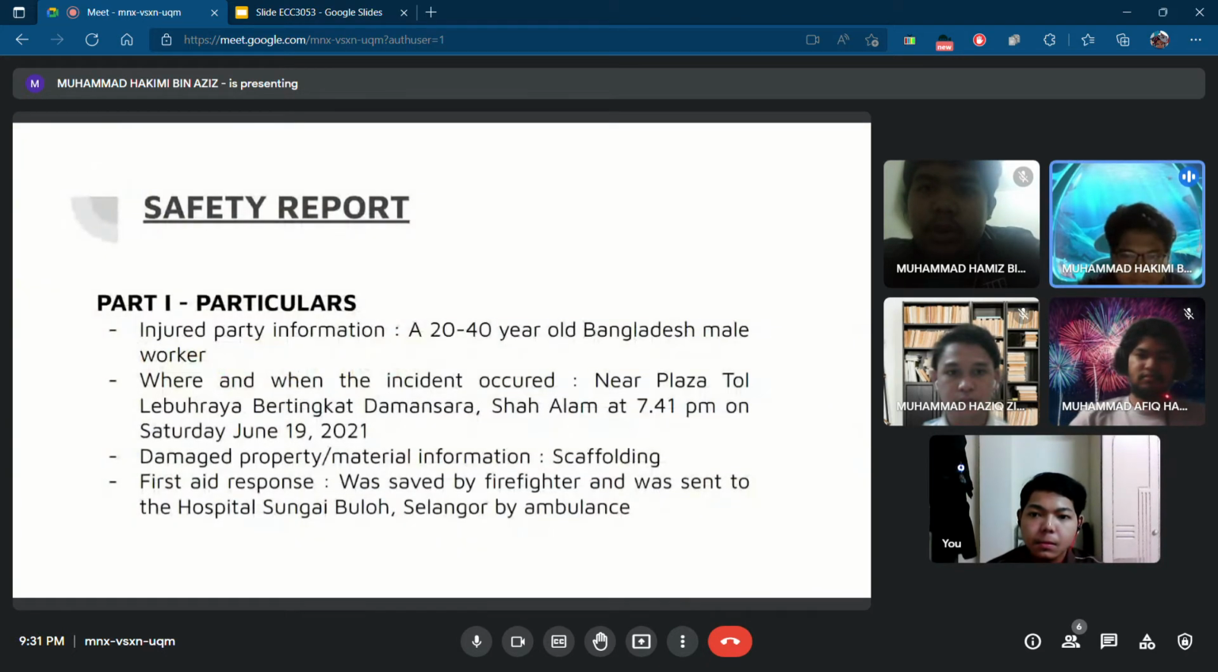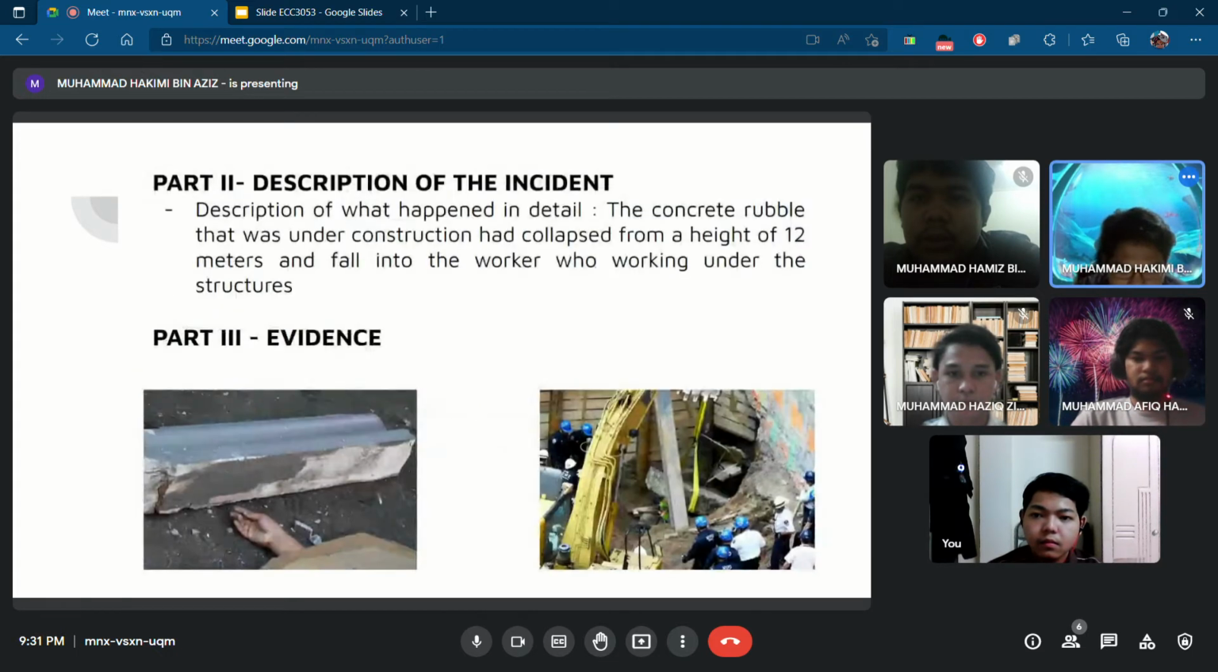Okay. For the safety report, part 1 is particulars. Injured party information: a 40 years old Bangladesh male worker. Where and when the accident occurred is near Plaza Tol, Lebuhraya Bandar Damansara, Shah Alam at 7:41 p.m. on Saturday, June 19, 2021. Damaged property and material information is scaffolding. First aid response was saved by firefighter and was sent to the hospital Sungai Buloh, Selangor by the ambulance.